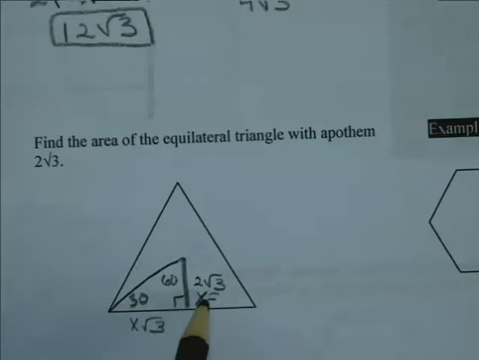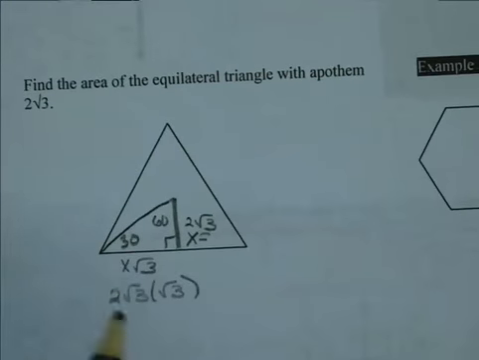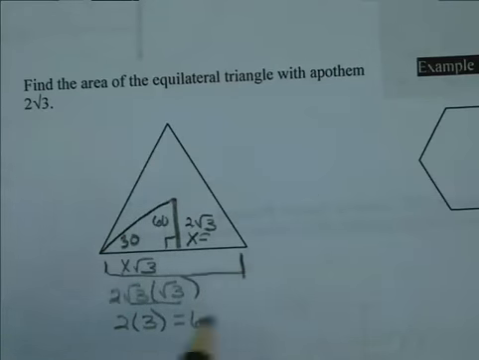All right, so if x is 2 square root of 3, plug that in right here for x. 2 square root 3 times the square root 3. So we plugged in x, which is 2 square root of 3, right here, times the square root of 3. Square root of 3 times square root of 3, we all know that is 3. So 2 times 3, 6. So that makes this entire side to be 6.